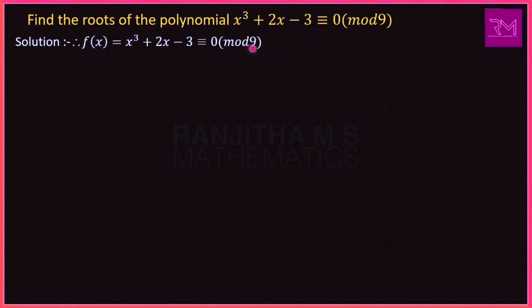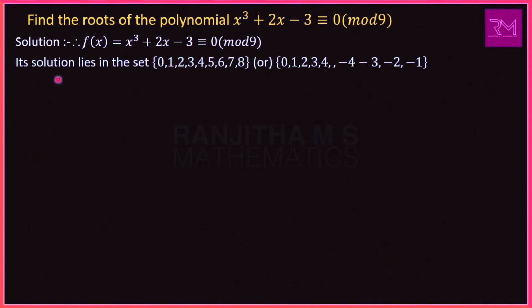In that case you have to obtain a solution. Here m value is 9, therefore it contains 8 solutions. We have to substitute x value as 0, 1, 2, 3 etc. up to 8, that is its solution lies in the set 0, 1, 2, 3 etc. up to 8. Or we can take, to obtain a simpler value, 0, 1, 2, 3, 4.